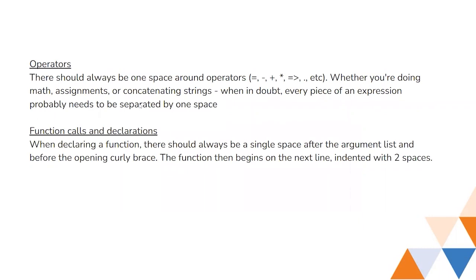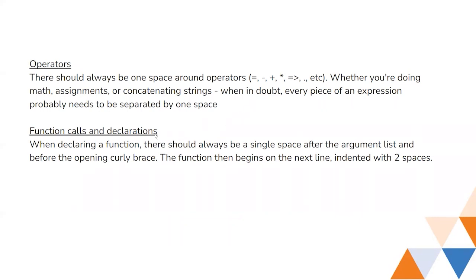The next one is the operators. Whenever we are using any operators, we have to leave one space before and after, like a double equal to or the plus, any operation we are doing. Between the operator, there should be space before and after.